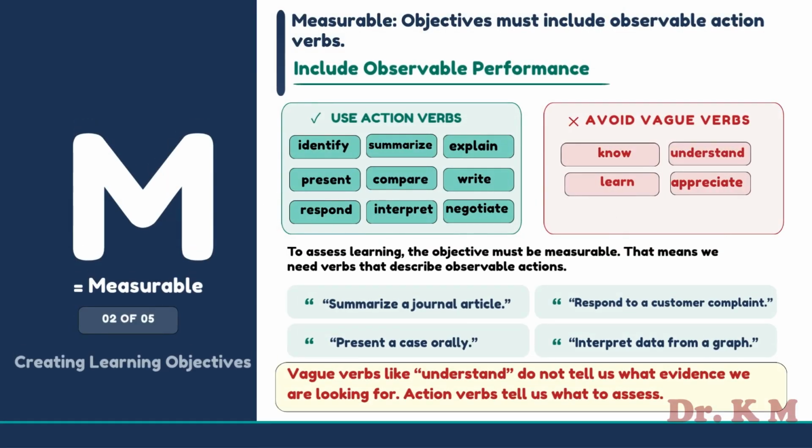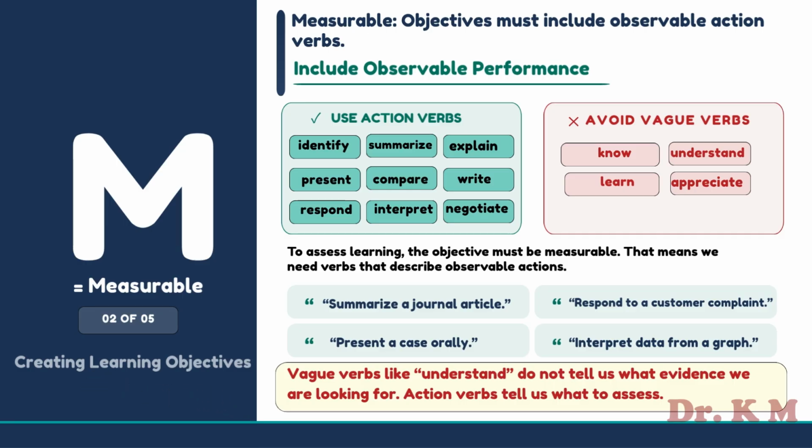Measurable. Objectives should include observable performance. Use action verbs such as identify, summarize, explain, present, compare, write, respond, interpret, negotiate. Avoid vague verbs such as know, understand, learn, appreciate. If we want to assess learning, the objective must be measurable. That means we need verbs that describe observable actions.